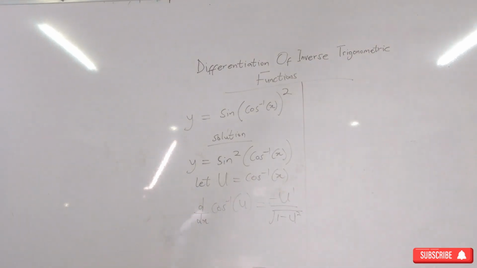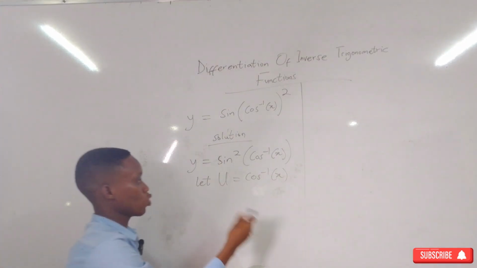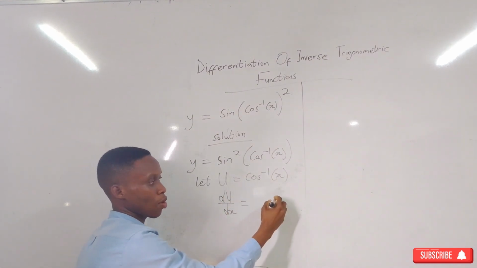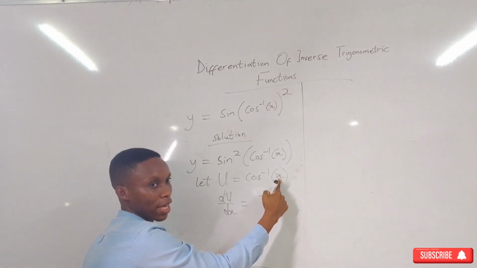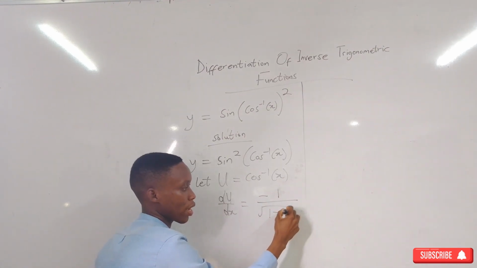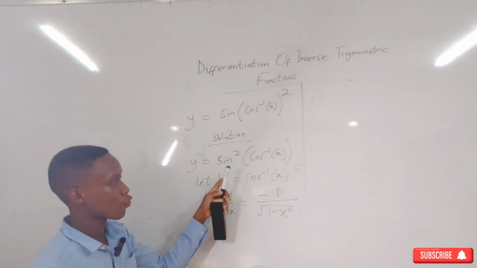Okay, so let's go with cos inverse of x. So du/dx will now be minus, differentiate x, we get 1, divided by the square root of 1 minus x squared. So that's the derivative of u.